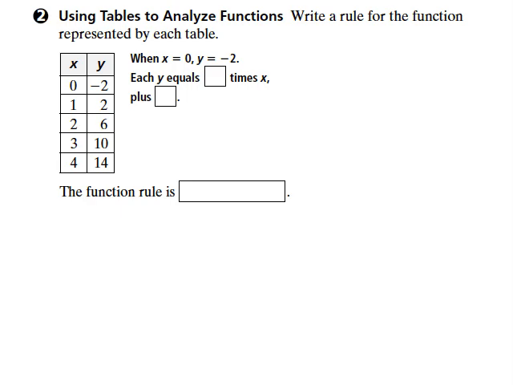When x is 2, y is 6. When x is 3, y is 10. And when x is 4, y is 14. Each y represents 4 times x plus -2. The function rule is y equals 4x plus -2. Pause the video if you need more time to copy down this example.